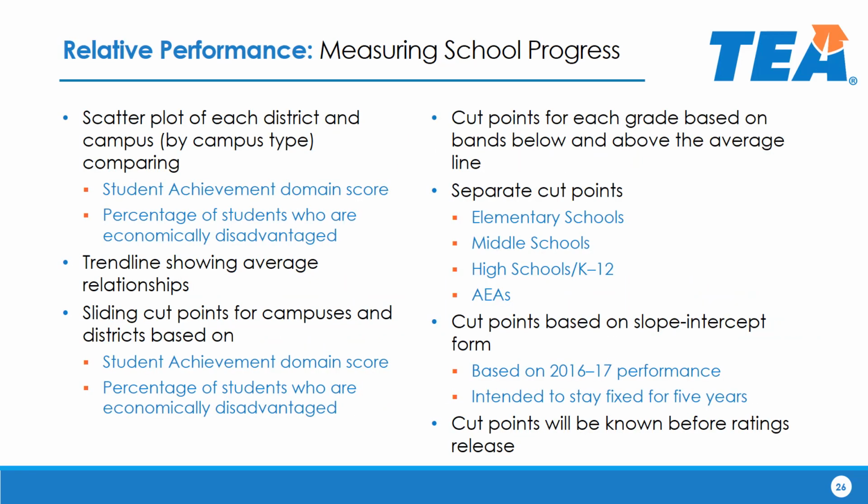Here's a little more detailed explanation of how Part B will work. We build a scatter plot of each district and campus that compares the score in the student achievement domain against the percentage of students who are considered economically disadvantaged. We draw a line of best fit and have sliding cut scores based on the distance above or below the line. We will have different scatter plots for elementary schools, middle schools, high schools, K-12s, districts, and campuses that are rated using alternative education accountability provisions. The cut points will be set using data from 2016-17 accountability and are intended to stay fixed for 5 years, and the cut points will be known before ratings release.